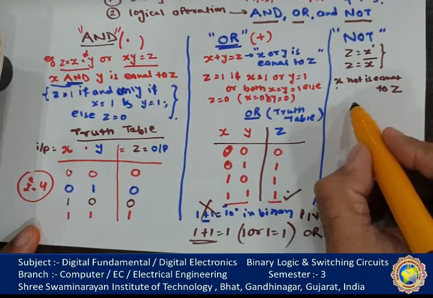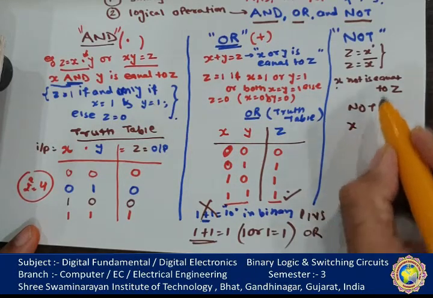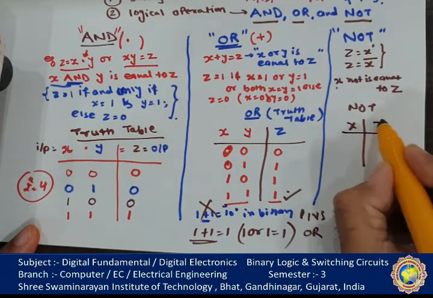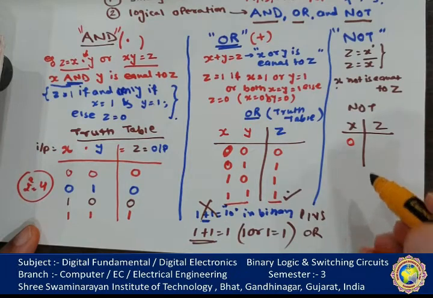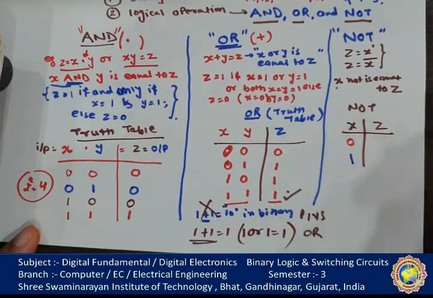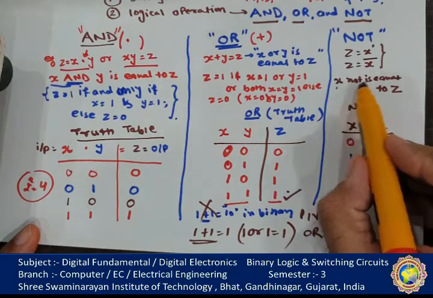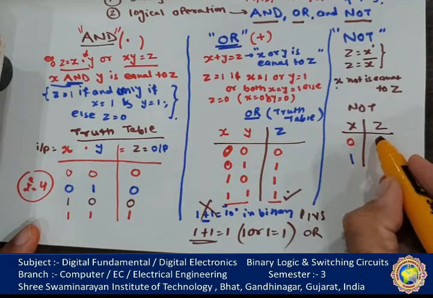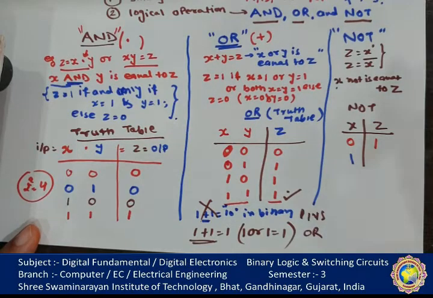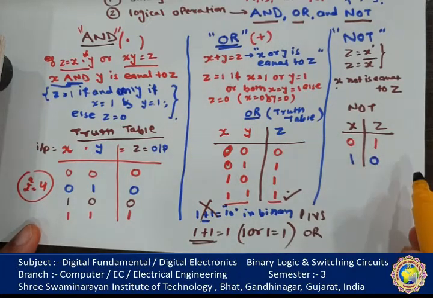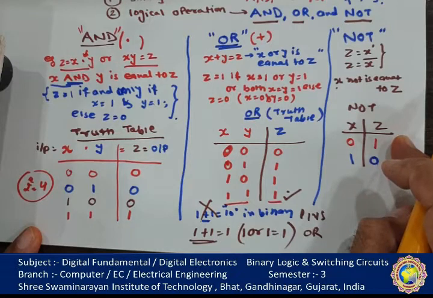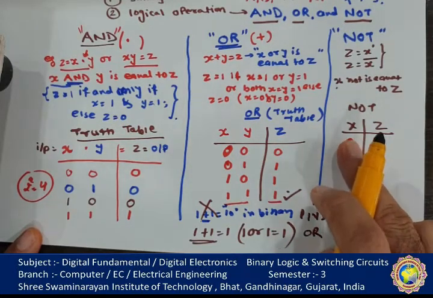Let's see in the truth table. A NOT gate has only one input and one output. So only two values are possible, 0 or 1. If X is equal to 0, the other possible value is 1. And if X is equal to 1, the remaining value is 0. So if X is 0, then the output is 1. In other words, if X is equal to 1, then Z equals 0. But if X is equal to 0, then Z equals 1.